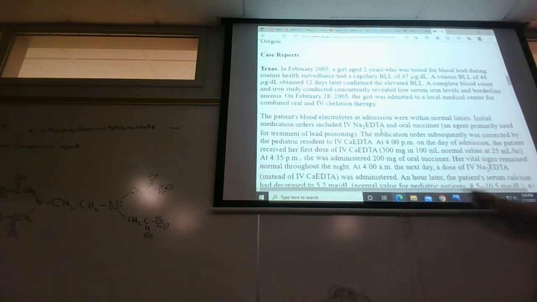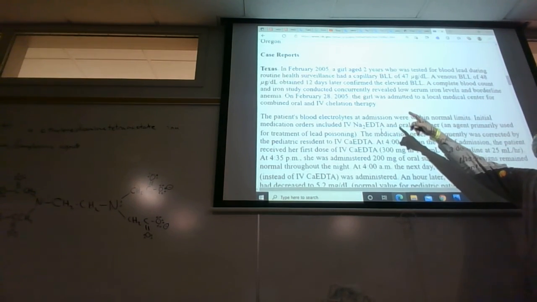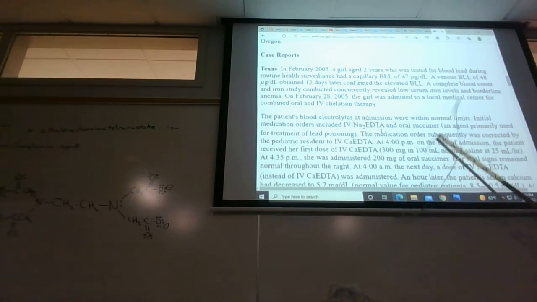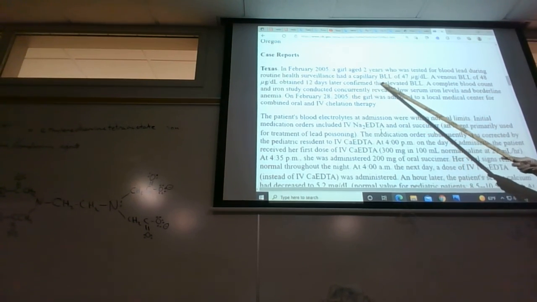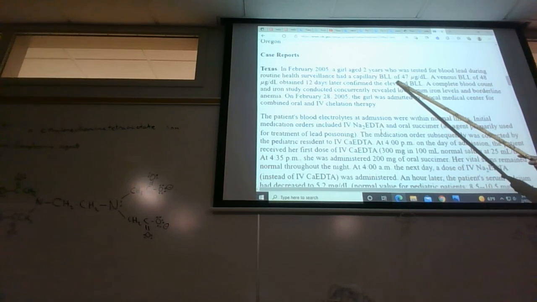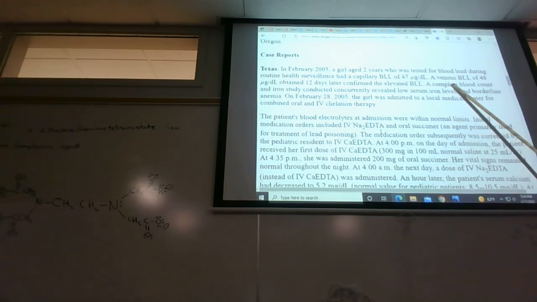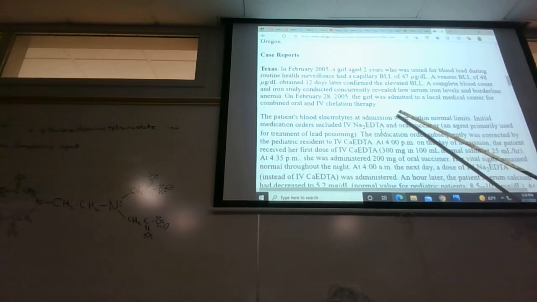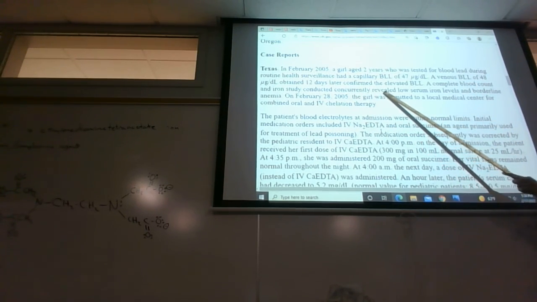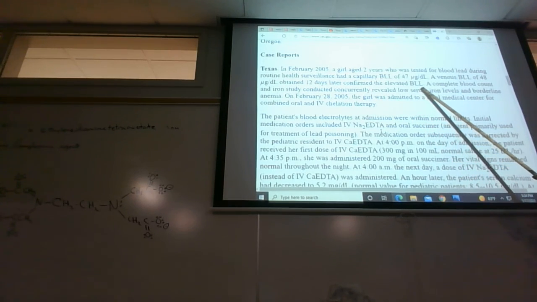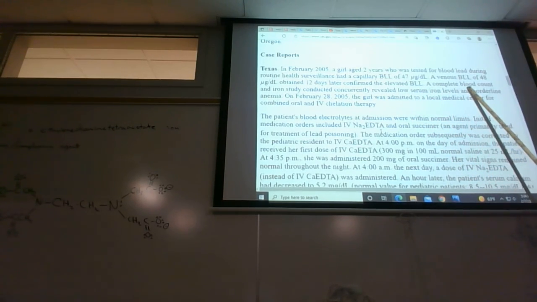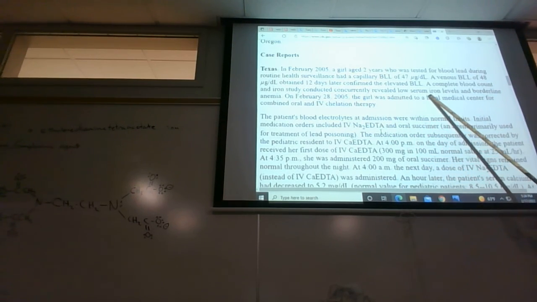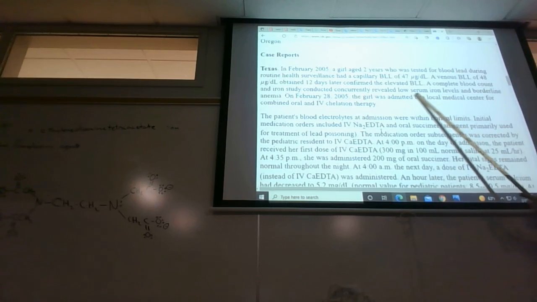All right, so let's take a look at the case report. Texas. In February 2005, a girl aged 2 years who was tested for blood lead during routine health surveillance had a capillary blood lead level, BLL, of 47 micrograms per deciliter. A venous blood lead level of 48 micrograms per deciliter obtained 12 days later confirmed the elevated BLLs. A complete blood count and iron study conducted concurrently revealed low serum iron levels and borderline anemia.